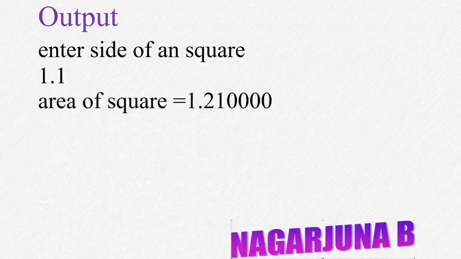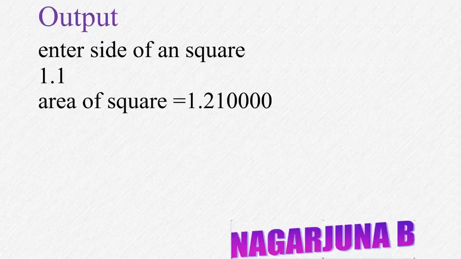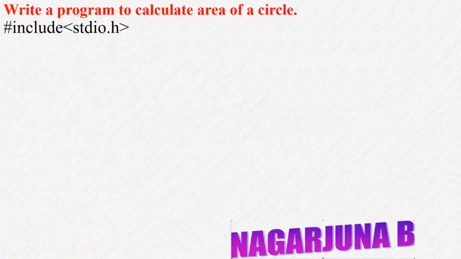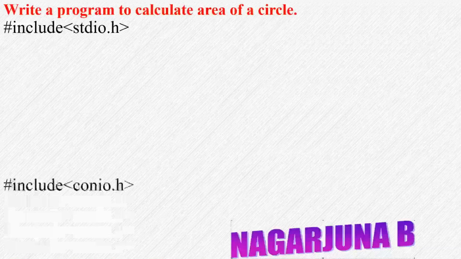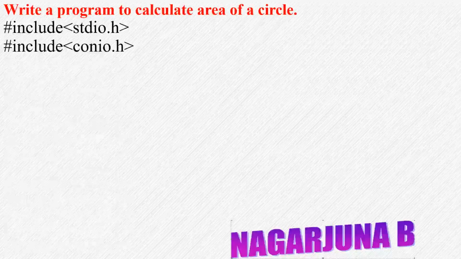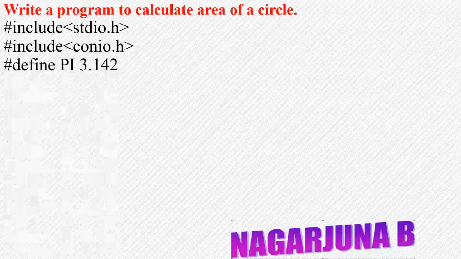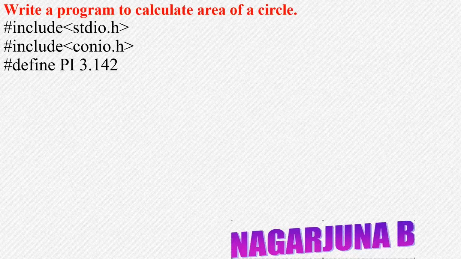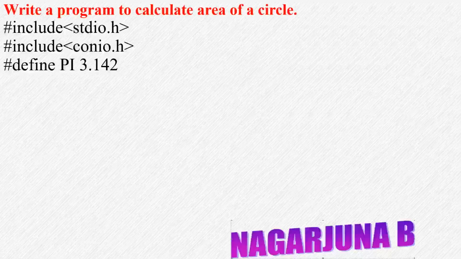The next program is to write a program to calculate area of a circle. First write down the header files: hash include within the angle brackets stdio.h, hash include within the angle brackets conio.h. Then declare a symbolic constant by writing hash define space pi space 3.142, and there is no semicolon at the end of this particular definition, and it is called a symbolic constant. Pi is a symbolic constant. Wherever we are writing pi, it will be replaced with the value 3.142.